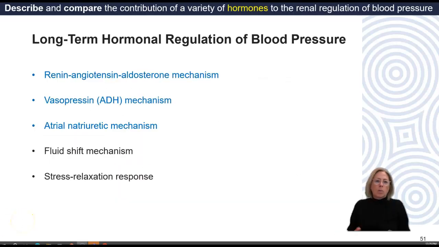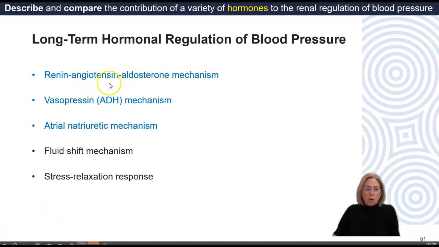We look at the long-term hormonal regulation now of blood pressure in terms of the renin-angiotensin-aldosterone mechanism, big mouthful. You can call that RAAM, or you can call it RAAS, or the RAS if you wanted to call it that, so the renin-angiotensin-aldosterone system. We'll look at the antidiuretic hormone mechanism, otherwise known as the vasopressin mechanism, and we look at the atrial natriuretic mechanism. The other two there, the fluid shift mechanism and the stress relaxation response, which I'll talk about very, very briefly, they don't involve hormones.